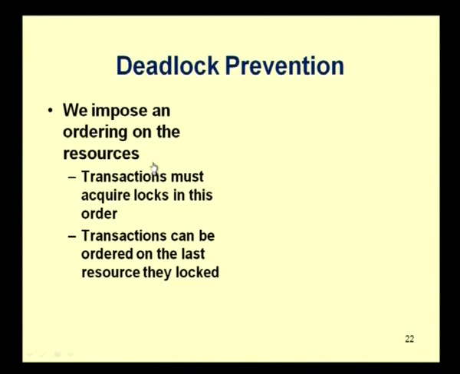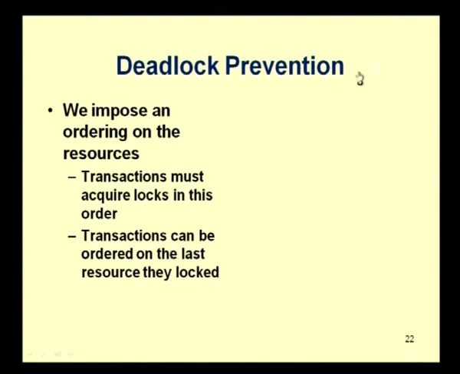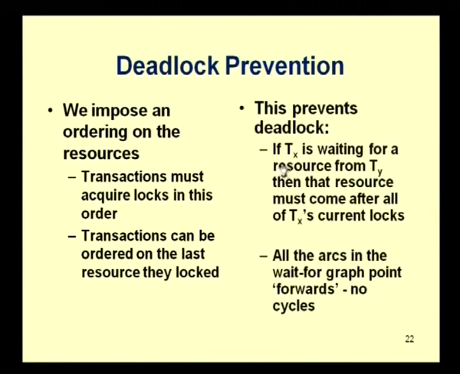Now, what we do is impose an ordering on the resources. Transactions must acquire locks in this order, and transactions can be ordered on the last resource they locked. This prevents deadlock. That is, if transaction X is waiting for a resource from transaction Y, then that resource must come after all of transaction X's current locks, and all the arcs in the wait-for graph point forwards, so there are no cycles. For you to do this, you need to have a timestamp. So, we go to the next topic, which is called timestamping.